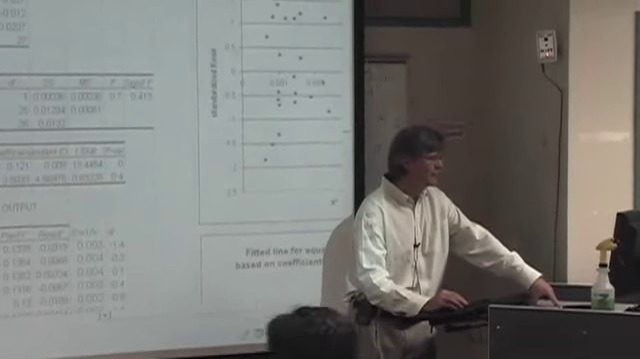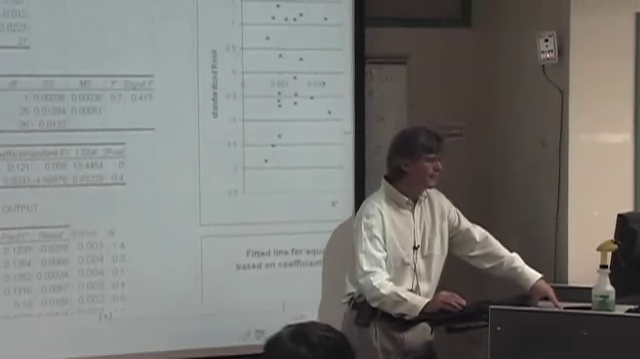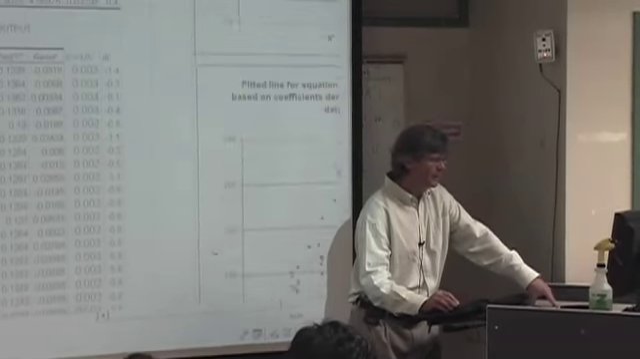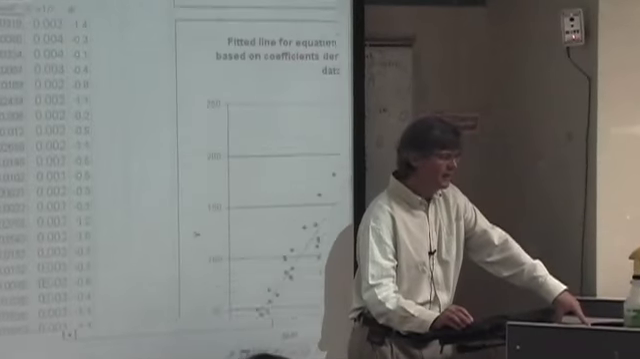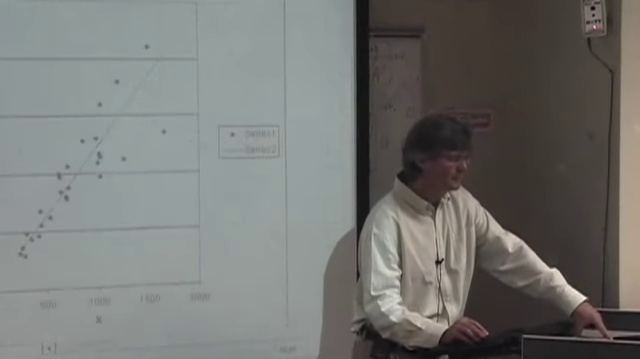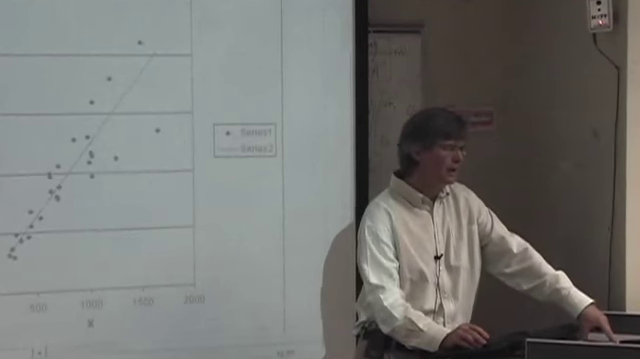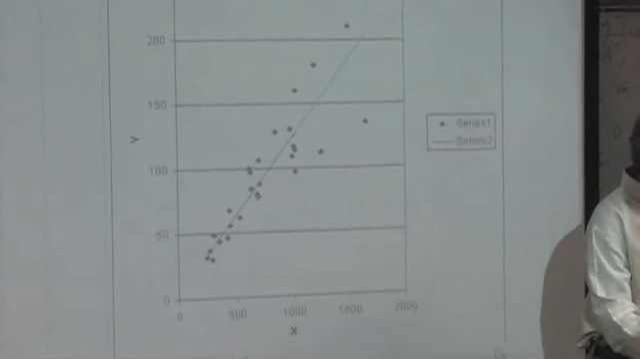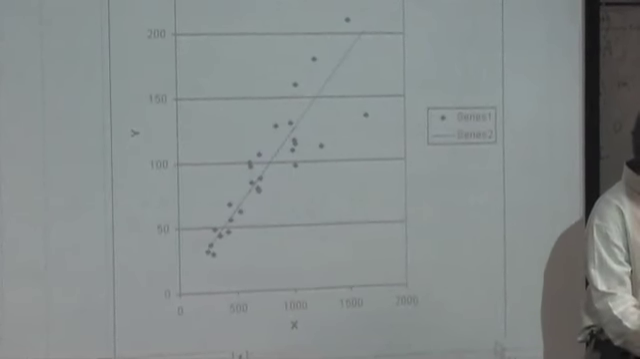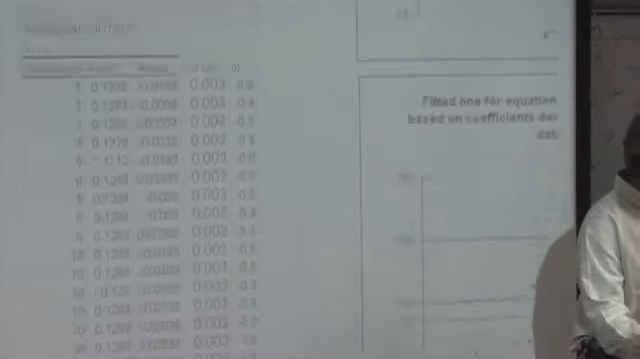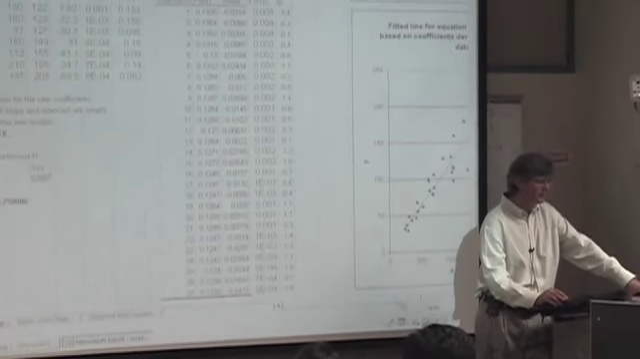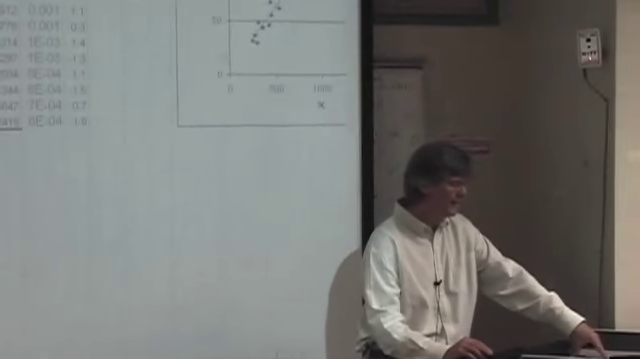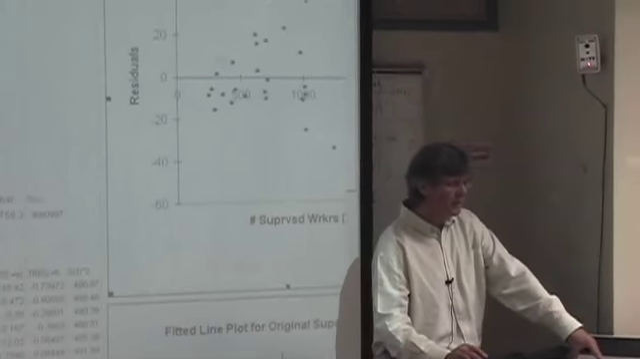Number of supervised, and this is number of supervisors. Let's see the original data if I can. Here it is over here. Here's the fitted line for the equation based on coefficients derived from... Oh, that's a different thing. But that's the scatter plot of the data anyway. Where's the original stuff? Maybe it's down here. No? Oh, I know, that's the summary page. Simple linear regression.